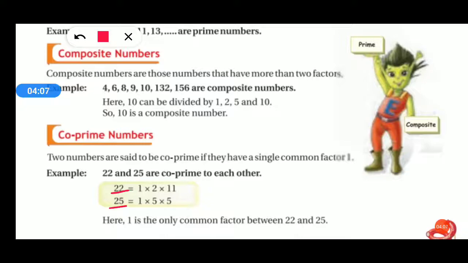Here 22 and 25, we have a common factor 1. Therefore, it is co-prime numbers. Any 2 numbers which have a single common factor, that is nothing but co-prime numbers. Understood, students?